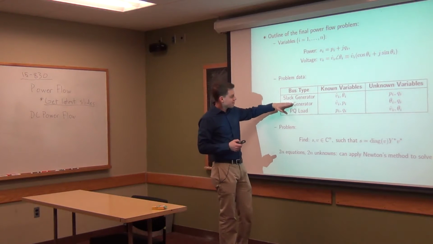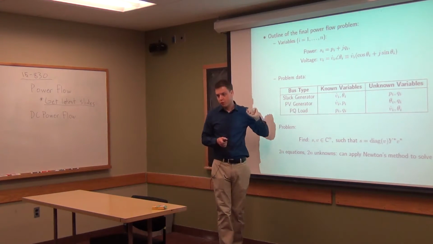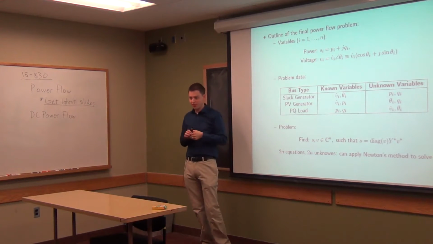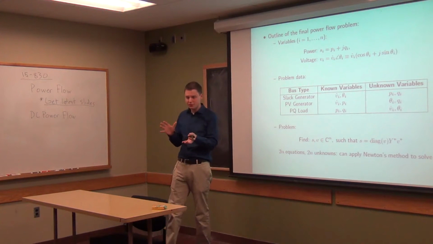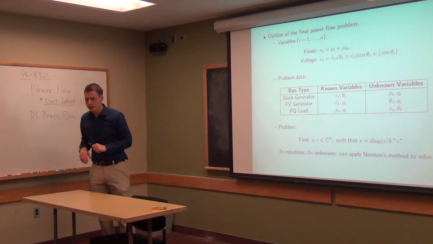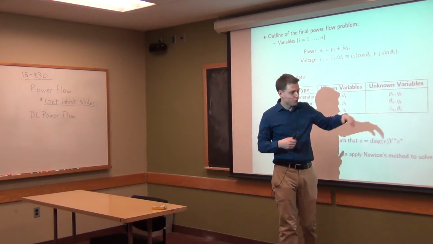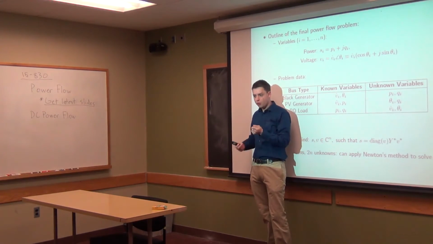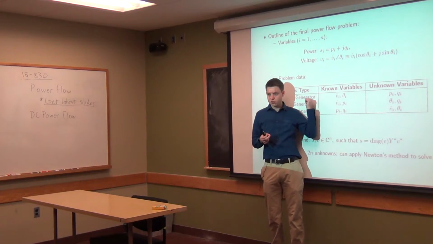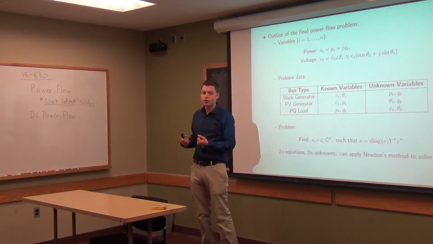Remember, buses came in 3 different types. There was the slack generator, which is the one that has to sort of pump in the extra power. Again, this does not really correspond to a physical thing when you actually run these in the real world. But for the purpose of solving these equations, we can't really know the total power that this slack generator would generate beforehand, because it has to provide the power for the losses in the network.